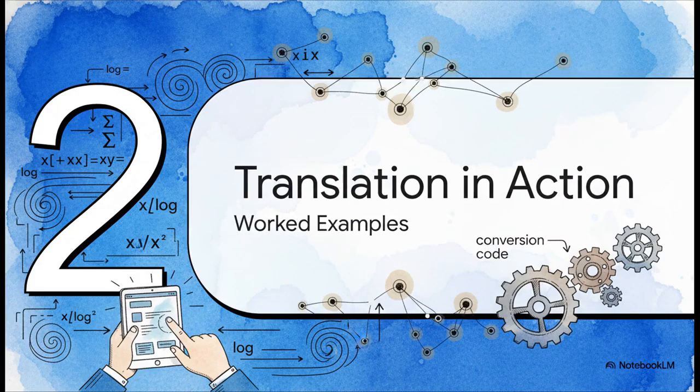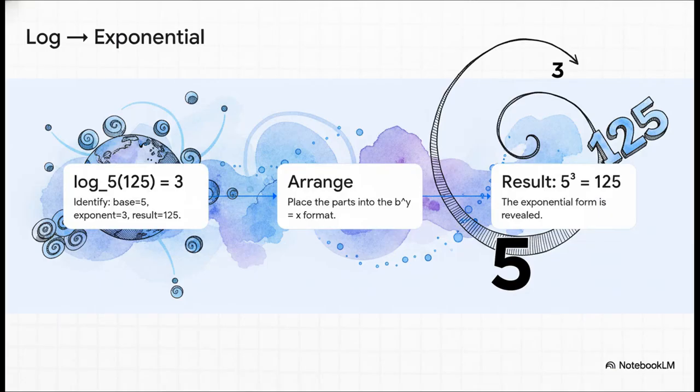Okay, enough with the theory. The best way to learn any language is to actually start speaking it, right? So let's put this conversion code to work and translate some real examples. So let's start with this one. Log base 5 of 125 equals 3. First thing we do is identify our parts. The base, b, is 5, the result, x, is 125, and the answer to the log, y, is 3. Now we just rearrange them into our exponential format, which is b to the y equals x, and boom, 5 to the power of 3 equals 125. See? It's the exact same statement, just written in a different language.